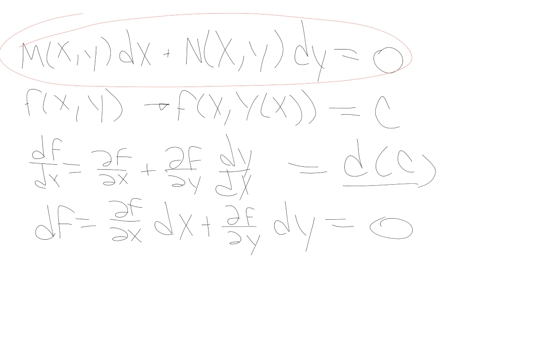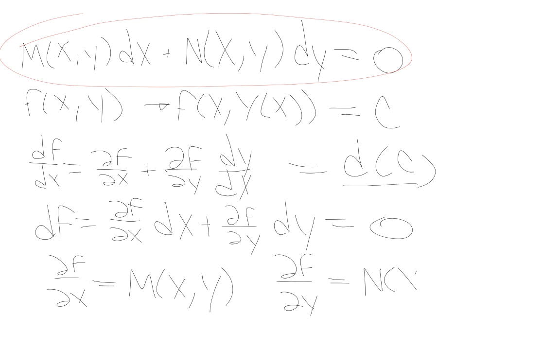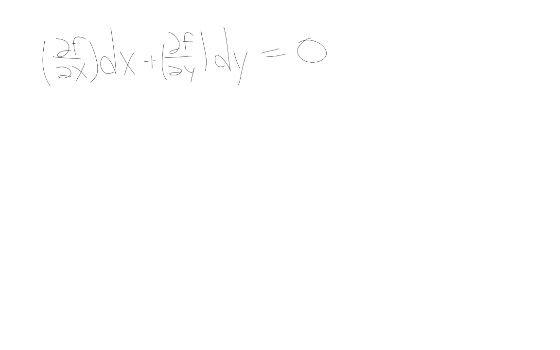Now, the reason why I introduced this is because this partial f with respect to x, for example, is equal to M of x, y. Let me change my color here. So partial f with respect to x equals M of x, y, and partial f with respect to y equals N of x, y. So I've rewritten the generic form of an exact differential equation based on definitions that have already been made.